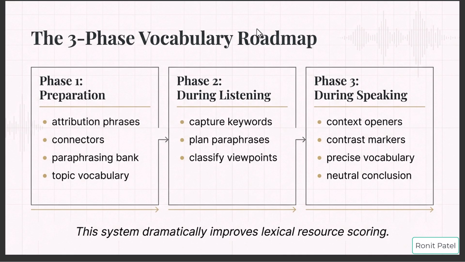Phase 2, during listening. Your brain should capture keywords, plan paraphrases, and classify viewpoints. This is active listening, not passive hearing. Phase 3, during speaking. Now, delivery matters. Use context openers, contrast markers, precise vocabulary, and a neutral conclusion. The slide states this system improves lexical resource scoring. Smart vocabulary placement is greater than difficult vocabulary. What I just said is mentioned at the bottom. It is very important.